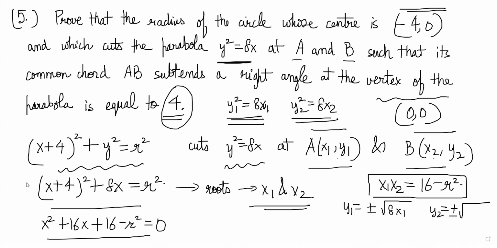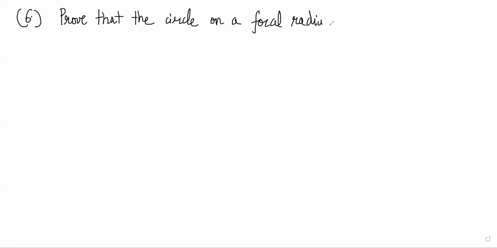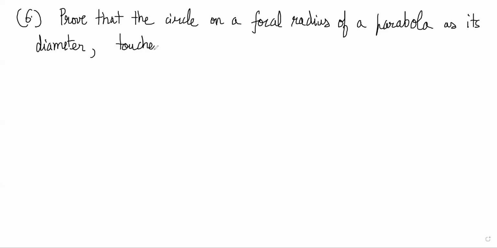In this problem, what we will look at is another important property that we will prove, but you should try and remember this property. Prove that the circle on a focal radius of a parabola as its diameter touches the tangent at the vertex. Touches the tangent at the vertex.